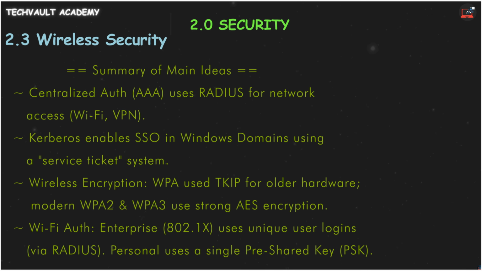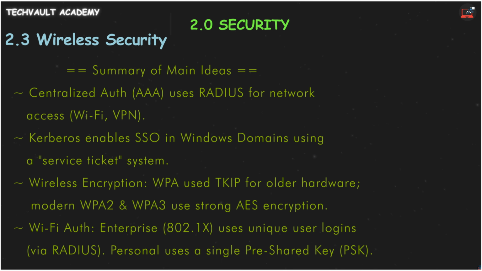To recap, centralized authentication is handled by AAA servers using protocols like RADIUS. In Windows domains, Kerberos provides single sign-on using a ticket-based system. MFA strengthens security by combining different factor types: something you know, have, are, where you are, or do.